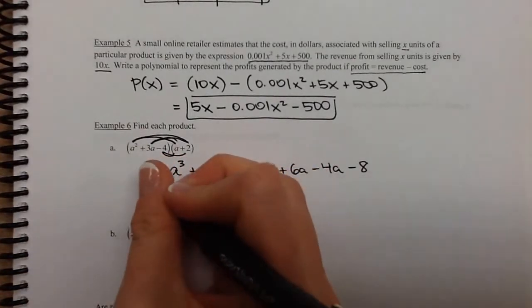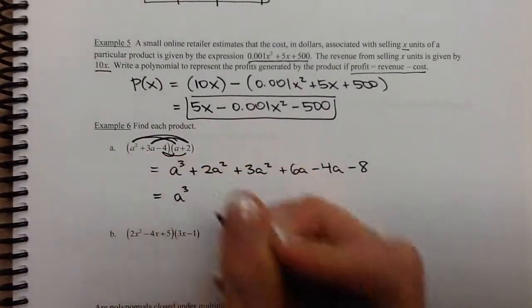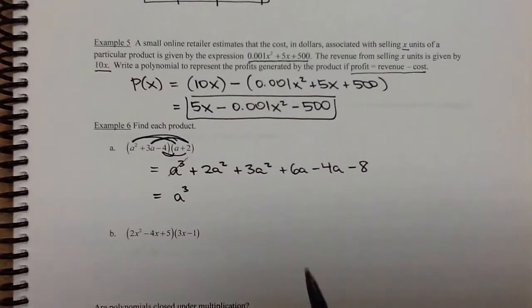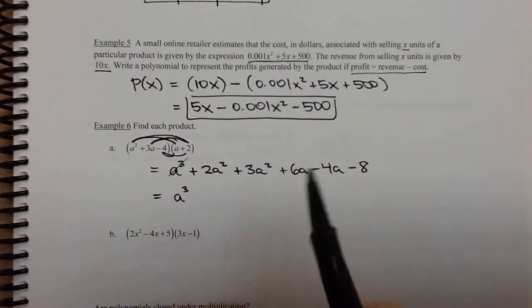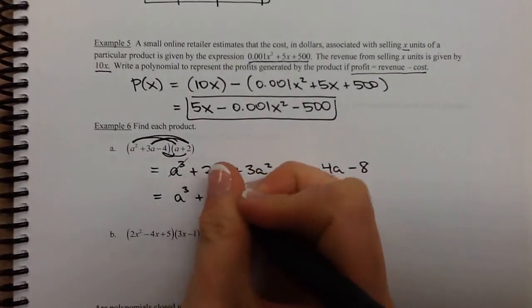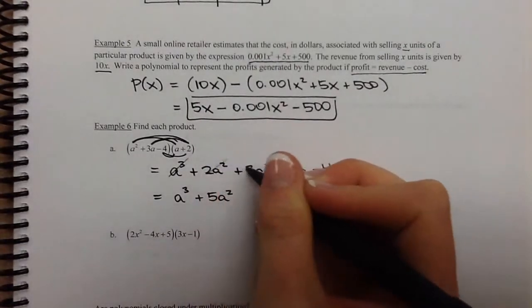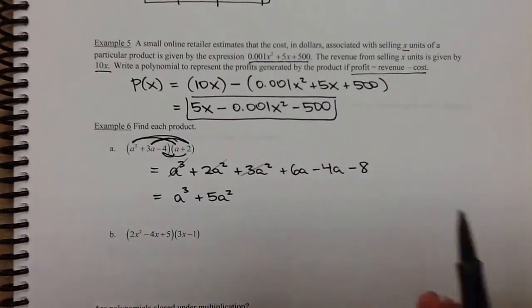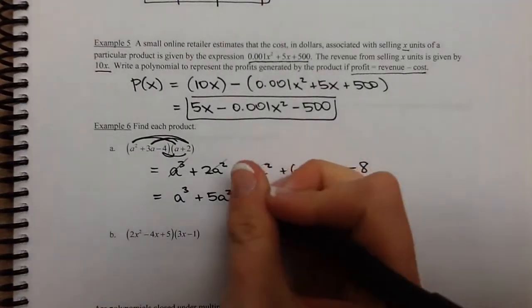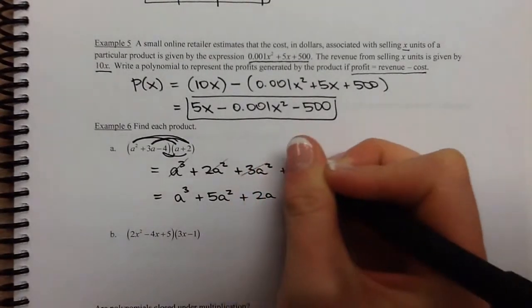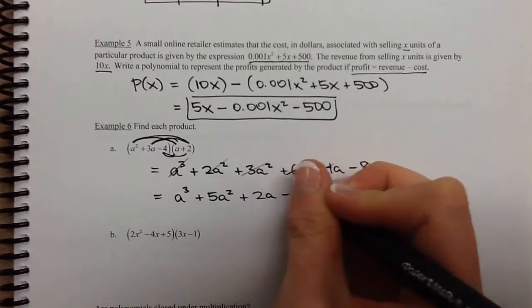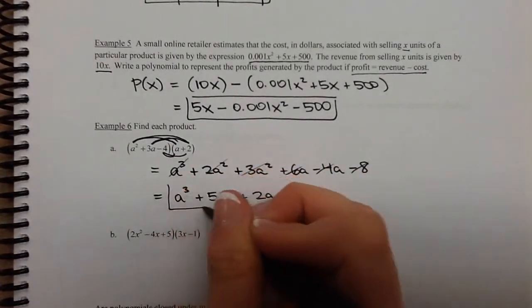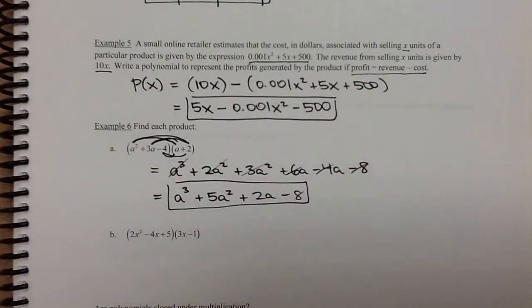So now we're just going to combine all the like terms. The only a cubed is this first a cubed, so I got that. 2a squared, 3a squared, I add those together, I get 5a squared. Okay, so we got those. Now nothing's canceling, I'm just kind of keeping track of what I've written down so far. 6a minus 4a combines to a positive 2a, so I got those. And then minus 8 is my only constant. Okay, so I grabbed all my like terms, combined everything up, and that's what I get.